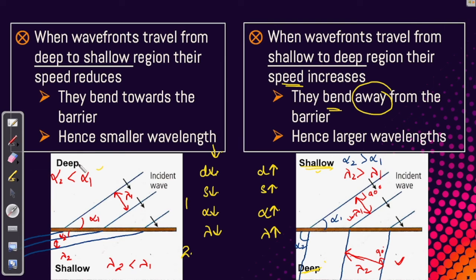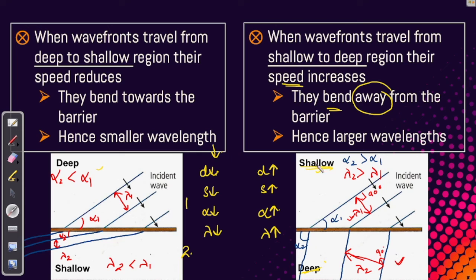When the wave is traveling from deep to shallow, I am summarizing: deep to shallow, depth goes down, the speed goes down, the angle with the barrier goes down, and therefore automatically, when you construct the new wavefronts at a smaller angle, visually you'll see that the spacing between the wavefronts is going down. So what can you infer? That the wavelength is going down.